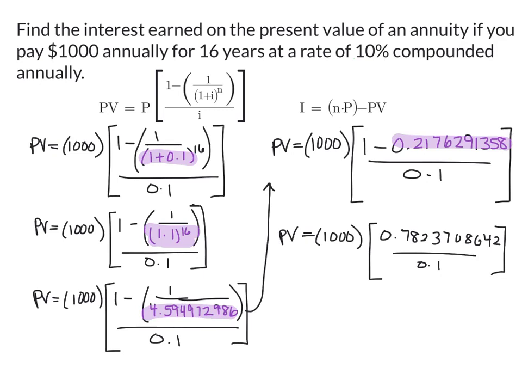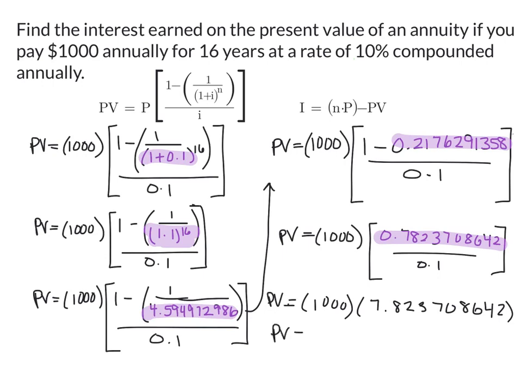minus 0.2176291358. When you do that calculation, you should get a decimal of 0.782370862. You can keep that number in your calculator, push the division sign, and then 0.1, and you'll get the next value, which is 7.82370862. Then lastly, you just want to multiply that by 1,000 to get the present value.